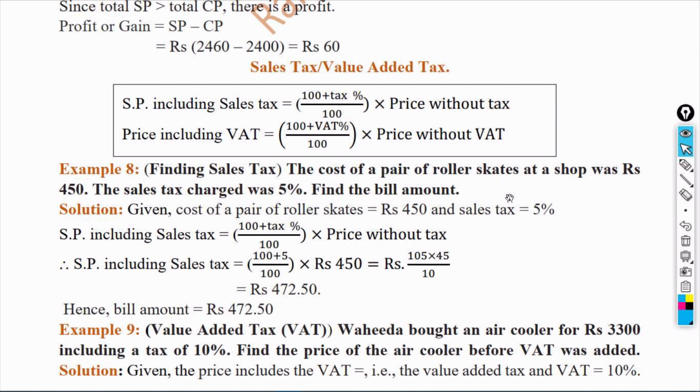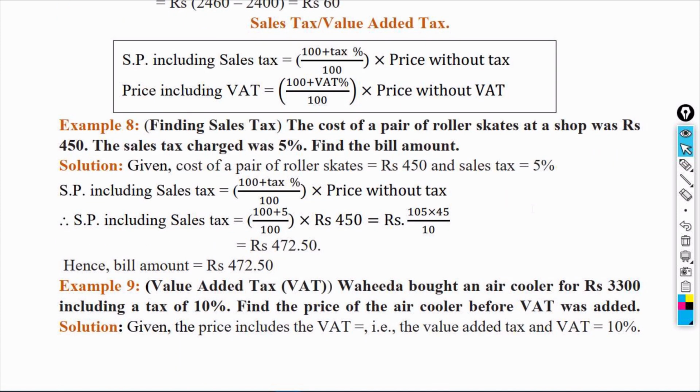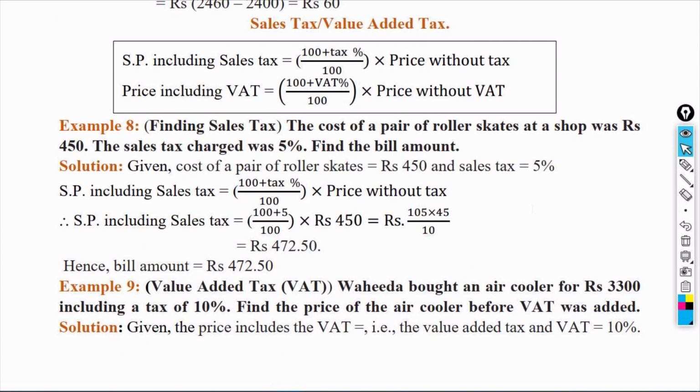And for VAT, when you have to find the price including VAT, then 100 plus VAT percent divided by 100 into price excluding VAT. You have to use these formulas and you can easily solve the related problems. Let us come to example 8.